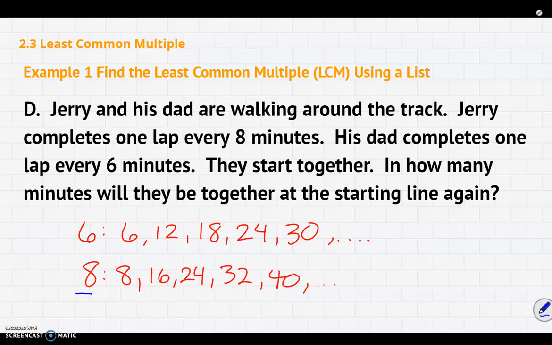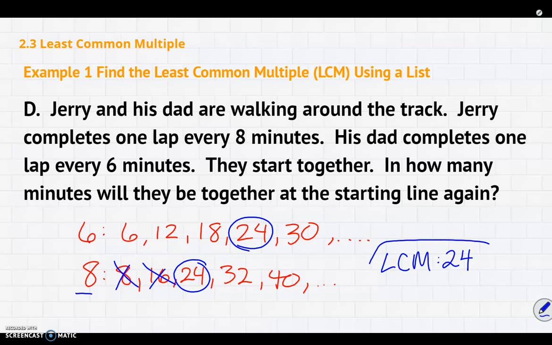Is 8 a multiple of 6? No. Is 16 a multiple of 6? Nope, I don't find it in my list. Is 24 a multiple of 6? Yes, I see it both here and here. So 24 is a multiple of both 6 and 8. In fact, it is the least common multiple between the two. So your LCM is 24. So essentially, after 24 minutes, Jerry and his dad will have met back up at the starting line together.